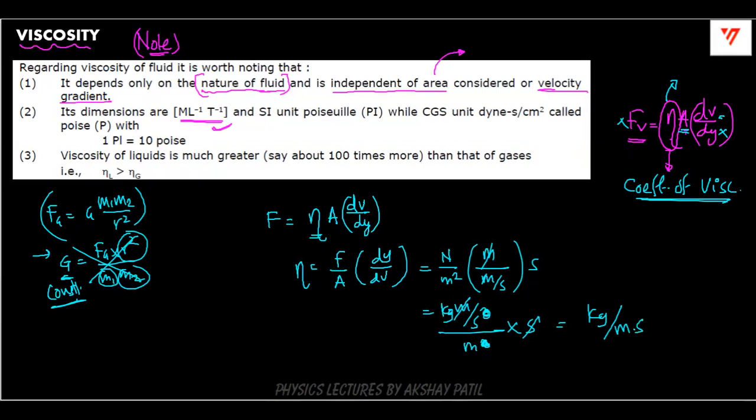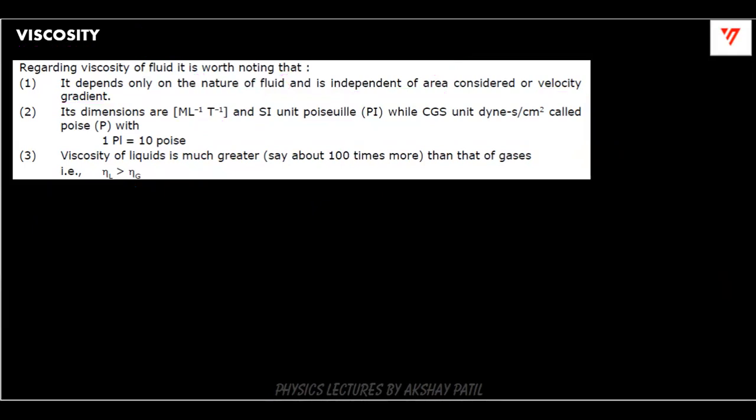So the dimensions would be like this: M, the kg, comes only once; L, the length, is also coming once but it is in the denominator, so -1; and T is -1. So simply you can derive it this way. I don't think they will ask this in board exams or anywhere. So this is clear now. Next, this is also clear up to here.